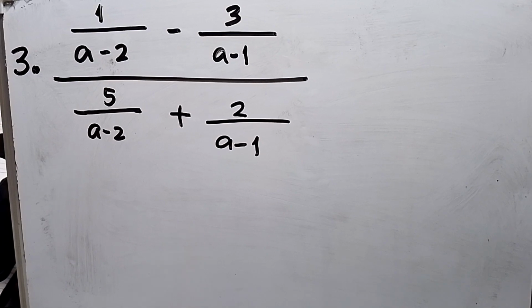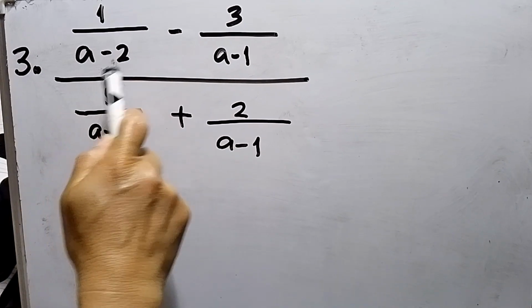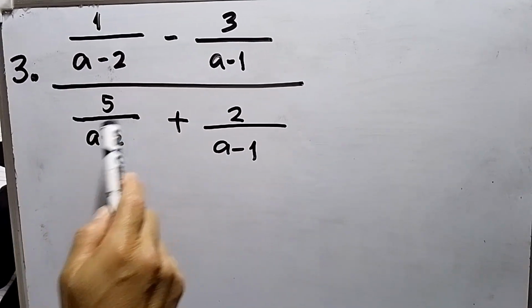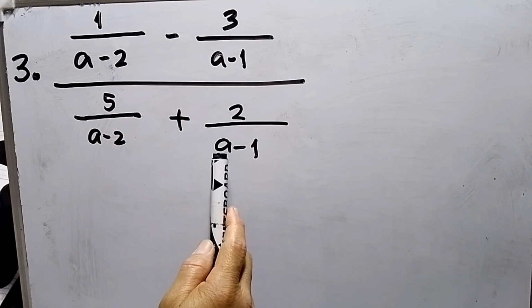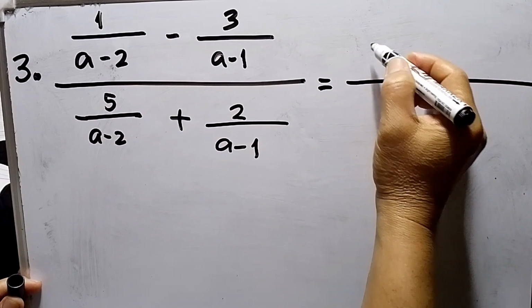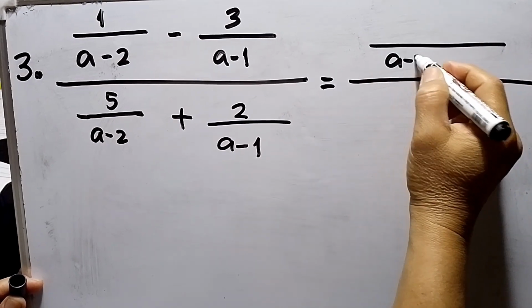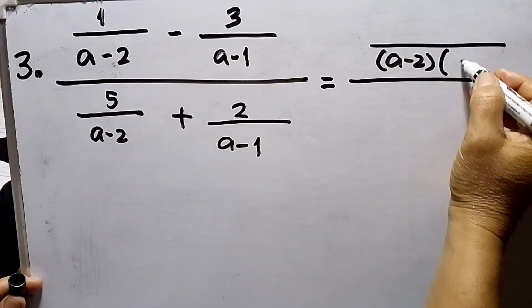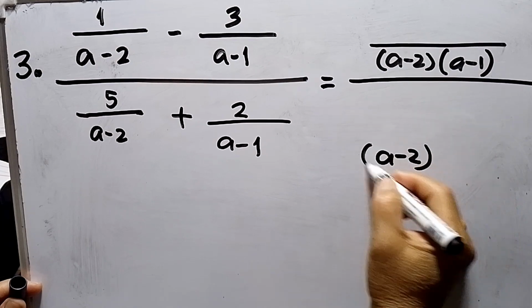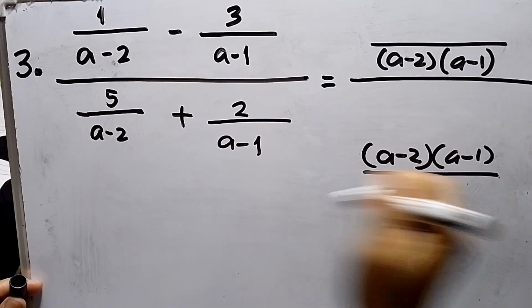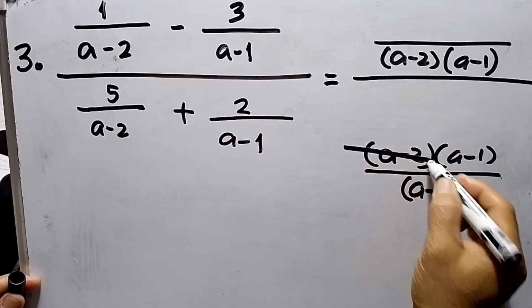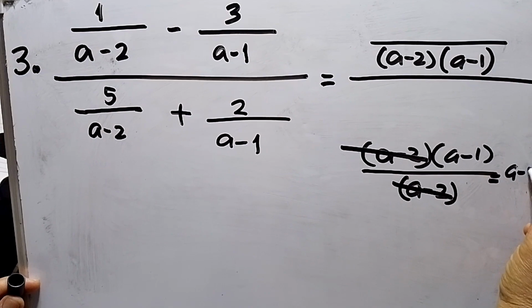In number 3, I have 1 over a minus 2 minus 3 over a minus 1 all over 5 over a minus 2 plus 2 over a minus 1. So first thing to do for number 3 is find the LCD. LCD will be a minus 2 and then a minus 1, divided by the first denominator, which is a minus 2. A minus 2 will be crossed out. So I have a minus 1.